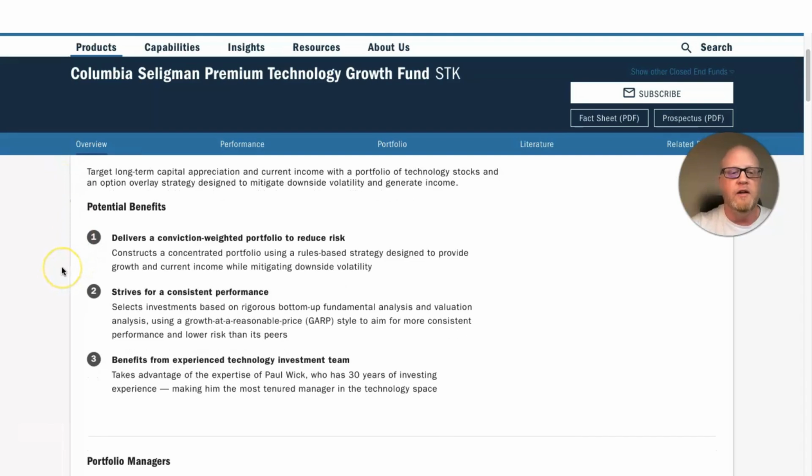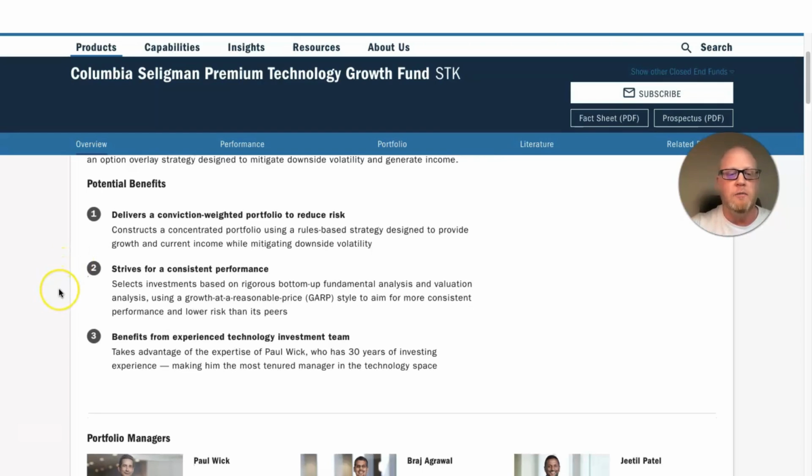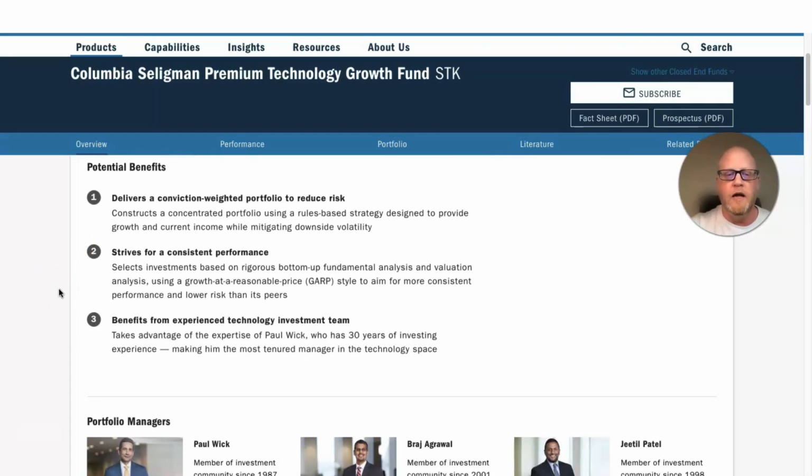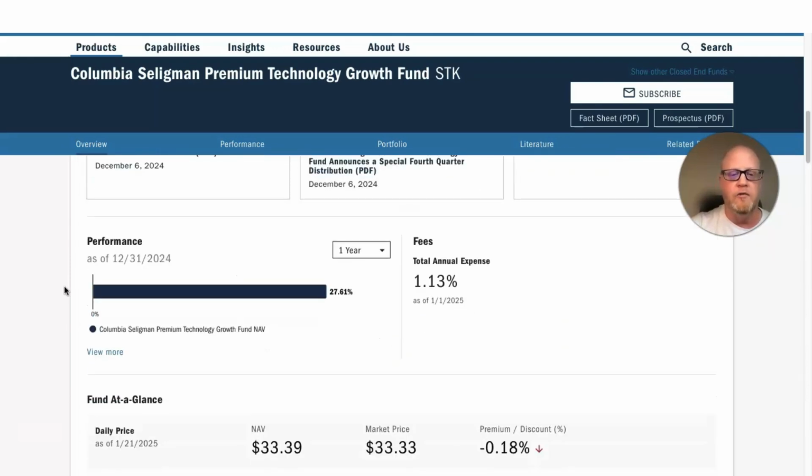And so this is a very concentrated portfolio, and it's based on their conviction. They use a growth at a reasonable price model to find better and more reliable performance than you would see otherwise. And they have a very experienced management team. It says here that the main person has been investing for over 30 years, making him the most tenured manager in the technology space. Okay, that's a lot about the fund, but what's really impressive is the total returns.